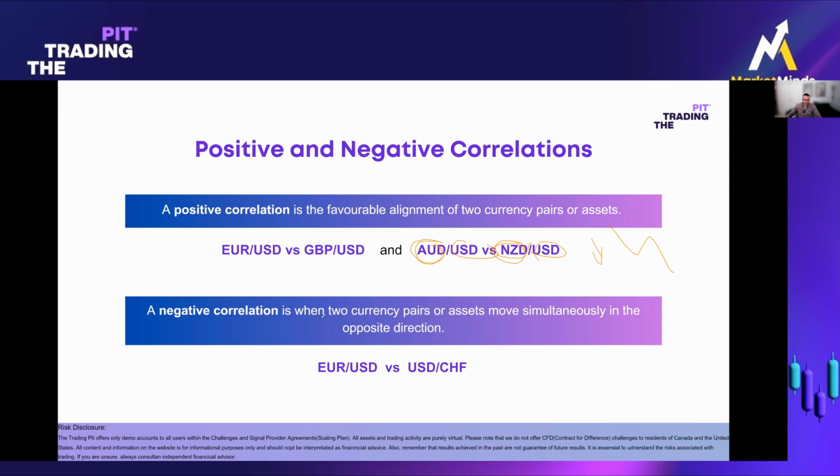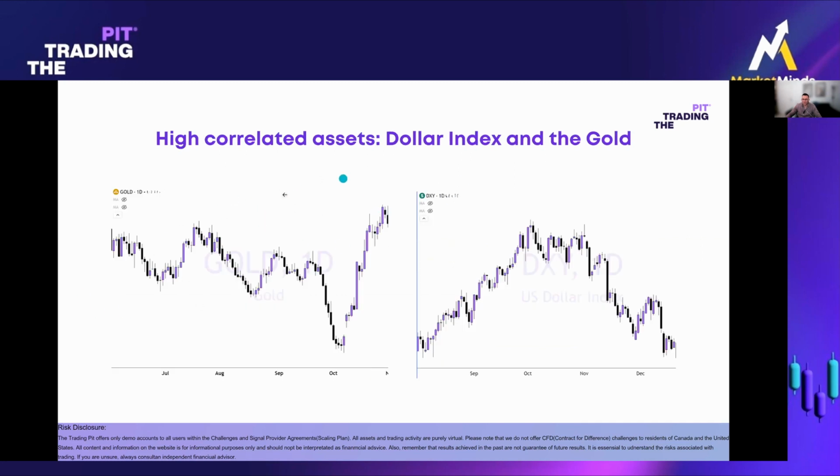And a negative correlation is when two currency pairs or assets move simultaneously in the opposite direction, like Euro US dollar versus US dollar Swiss. It's one of the currency pairs we will see on the charts. Okay, guys, any questions so far? Please feel free to ask. So I put this chart here, but I prefer to see it on our platform. So let's flip to the platform now.